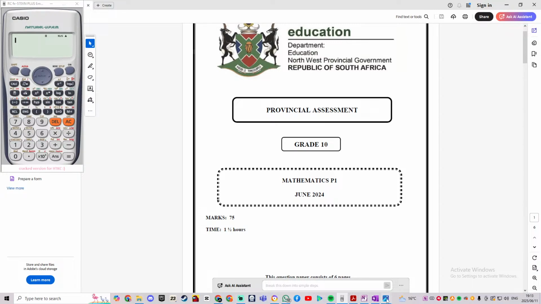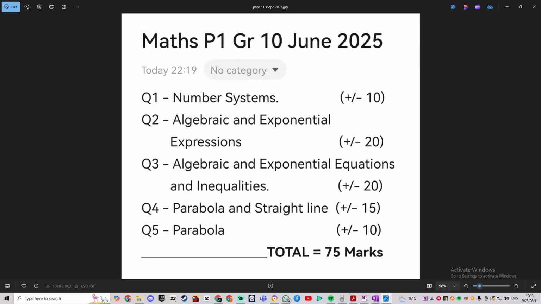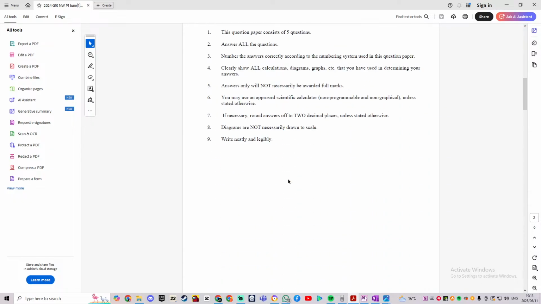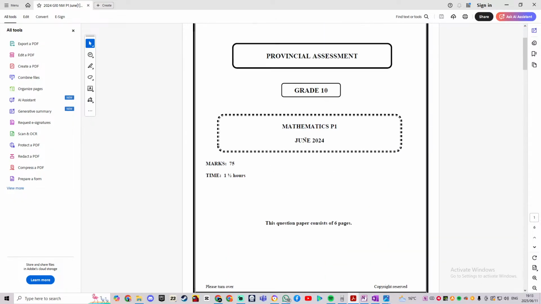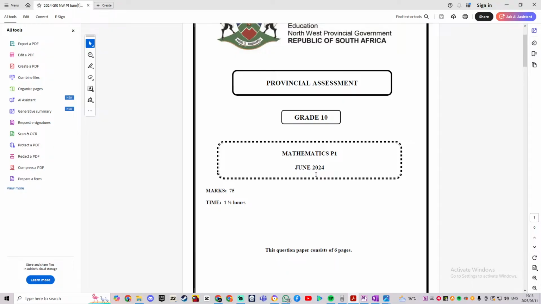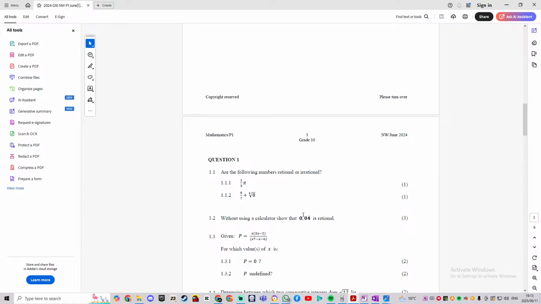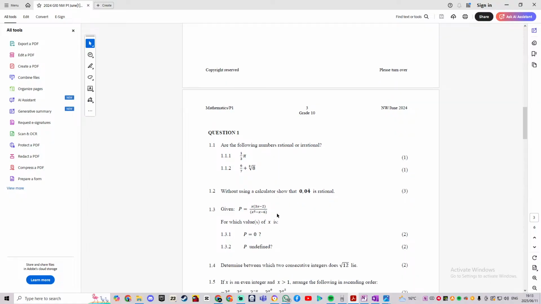So again, just to recap, we'll be going over question 1, number systems, algebraic and exponential expressions, algebraic and exponential equations and inequalities, parabola and straight line, and a parabola question. Which this paper has for the most part. Okay, this is the June 2024, paper 1, grade 10, 75 marks, 1.5 hours. Okay, let's have a look at the first question.